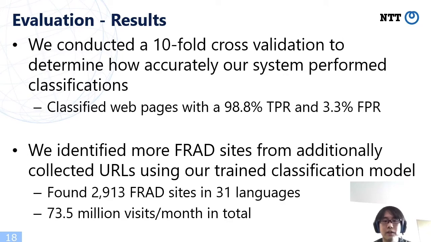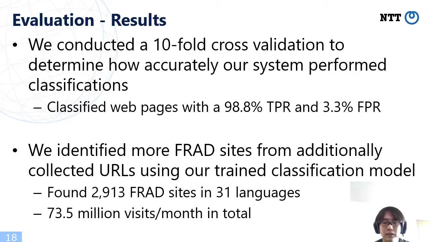Here are the results of our evaluation. We conducted a tenfold cross-validation using the dataset and determined how accurately our system identified flood sites. We found our system classified web pages with a 98.8% true positive rate and 3.3% false positive rate. Next, we find more flood sites using our trained model. We use the search engine to additionally collect candidate URLs in the same way that we created the dataset, and we visited the URLs using our crawler.